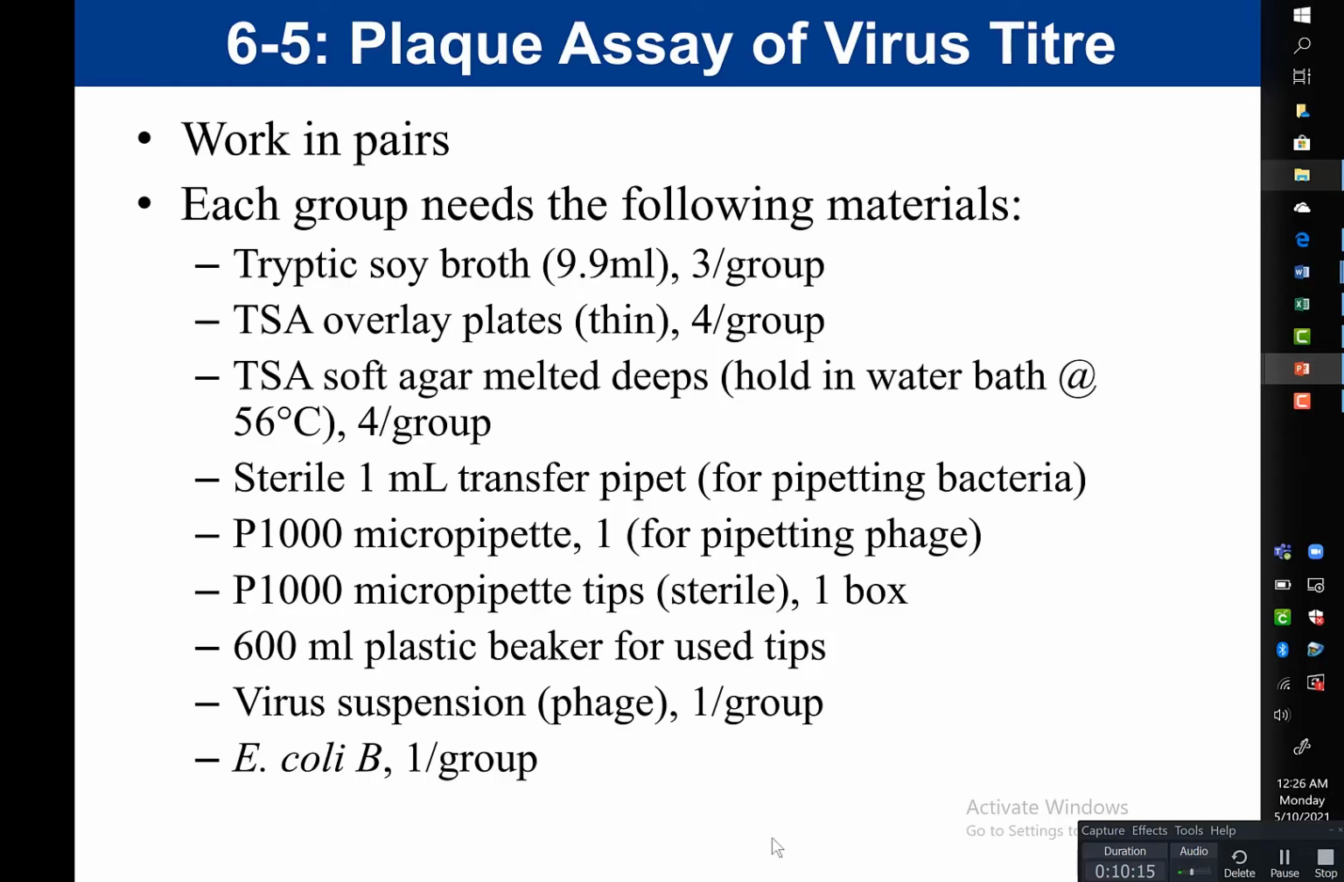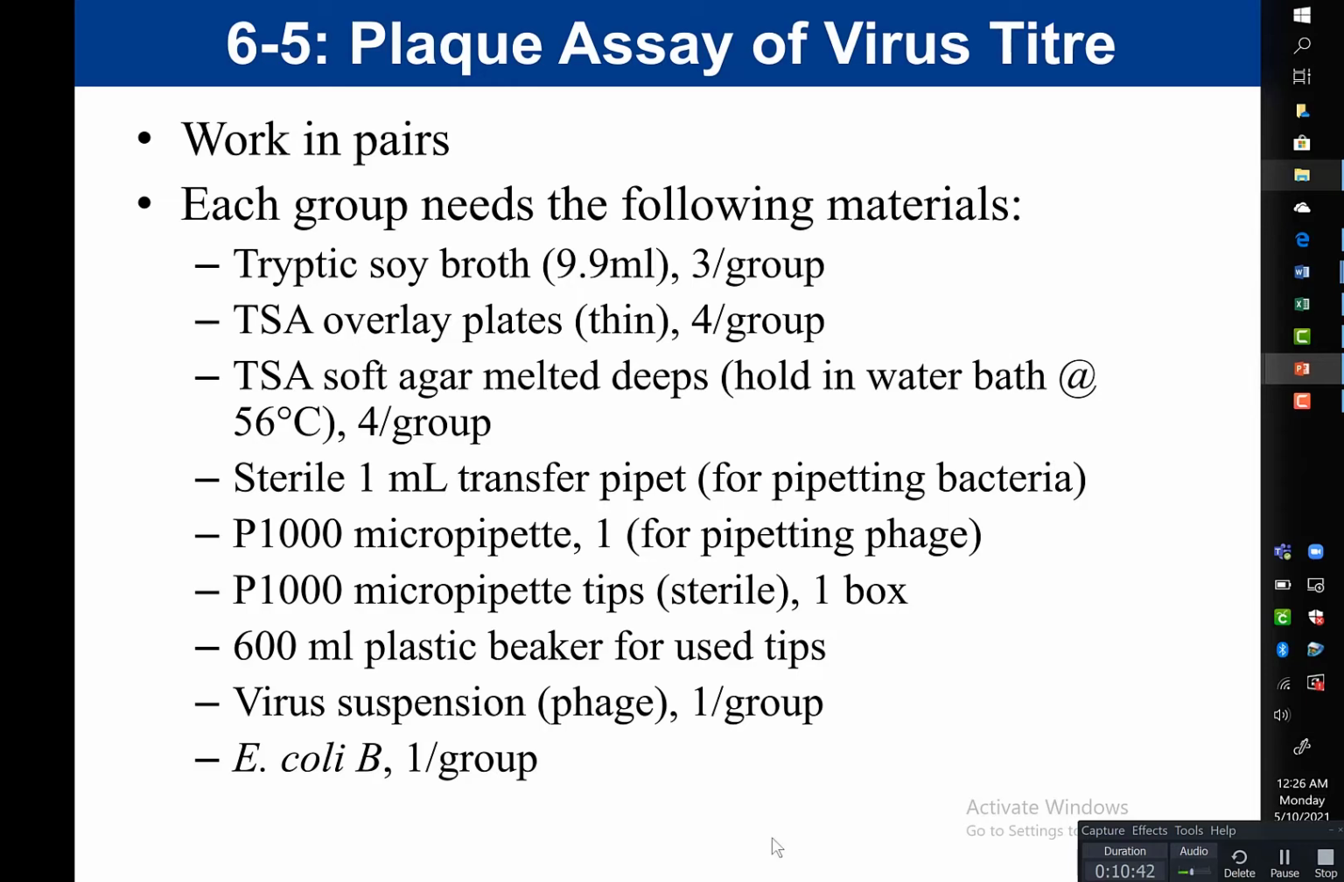Those are to do your serial dilutions. Each pair would need 4 TSA overlay plates. So again, those are the thin TSA plates that already have some agar, and then you're going to add more to it. Each pair needs 4 TSA soft agar melted deeps. And again, we're going to keep them in the water bath at about 55 until we're ready to pour that tube.